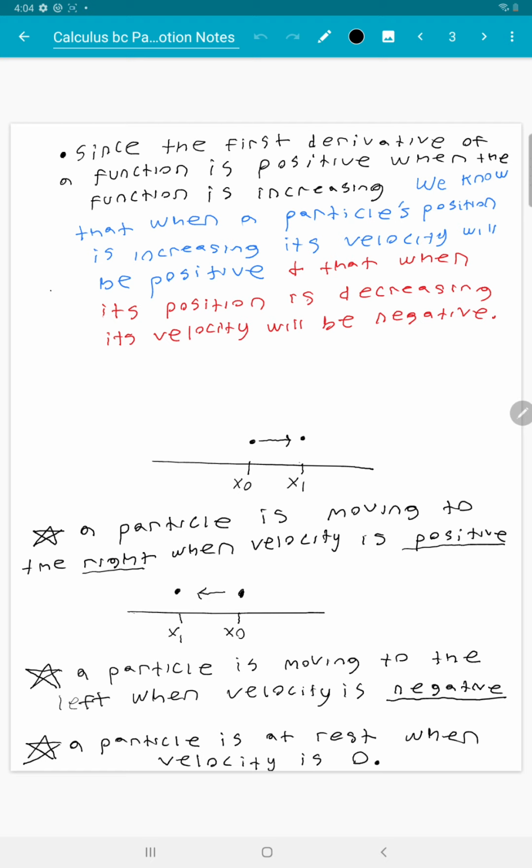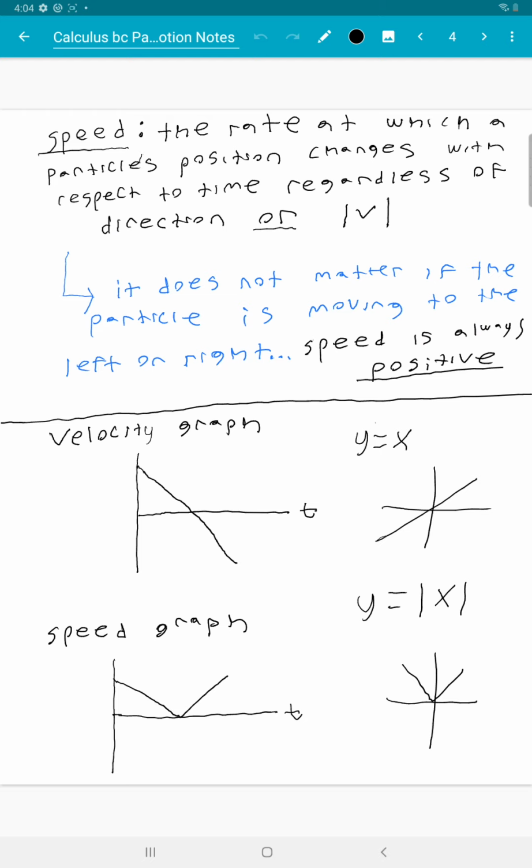And the same thing here. A particle is moving to the left when velocity is negative. When the particle's position is decreasing, its velocity will be negative. And we also know that when a particle is at rest, its velocity will be zero. And this makes sense because when a particle is at rest, its position is not changing, so its velocity must be zero.